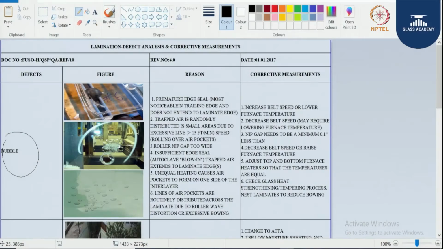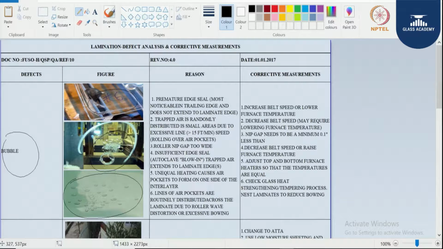Now let us understand the defects that can arise in the lamination process. So the common defects are bubbles. You can see in the figure the glass has got bubbles, whether edge bubbles, or hole bubbles, or bubbles on the surface of the glass.